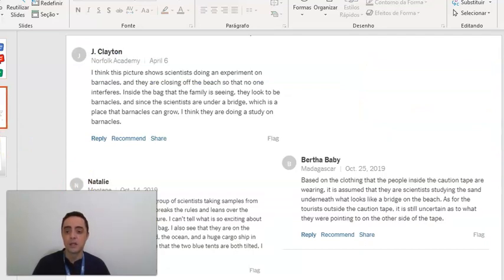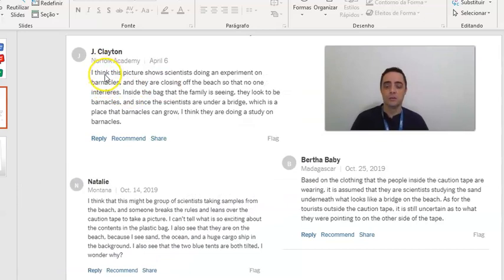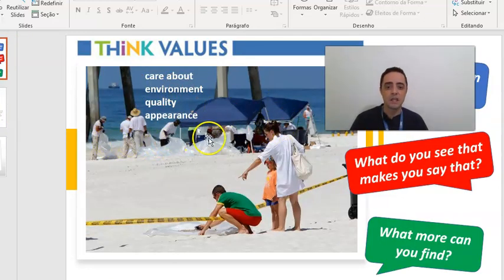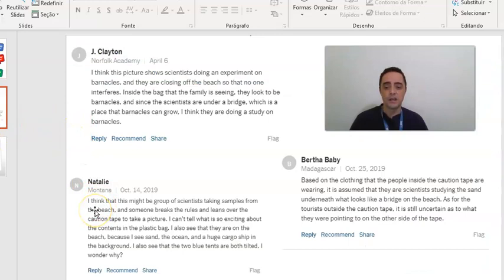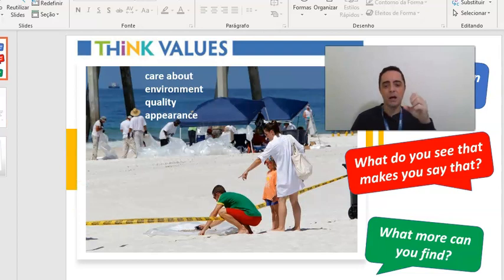So the first person is J. Clayton. We don't need to read everything, but just the first part for you to have an idea what can be done and what words people use. So J. Clayton said, "I think this picture shows scientists doing an experiment." So most probably, if you come back here, you can see some scientists making an experiment. Let's check Natalie. She said, "I think this might be a group of scientists taking samples from the beach." So maybe they are taking some samples from the sand to analyze them later.